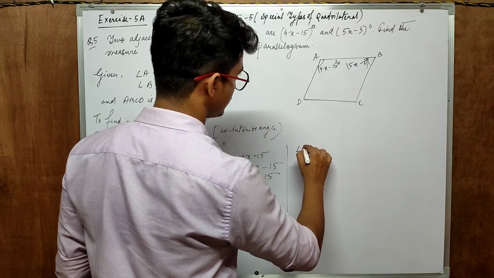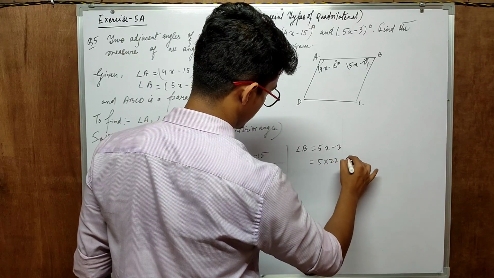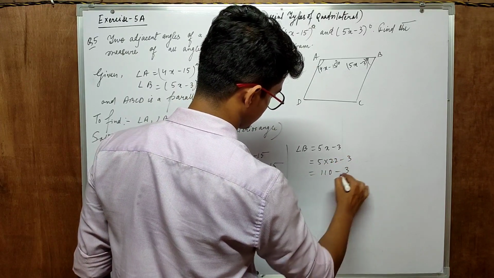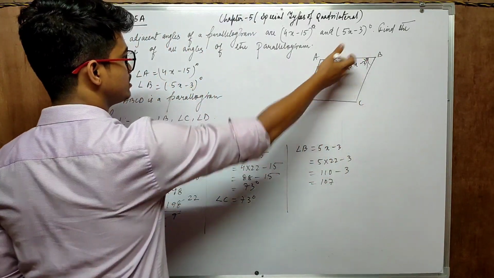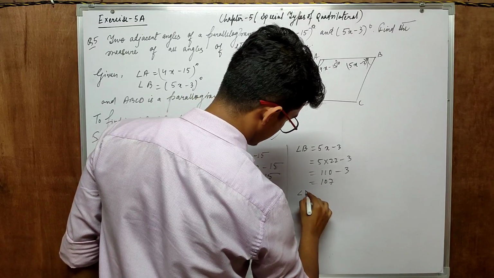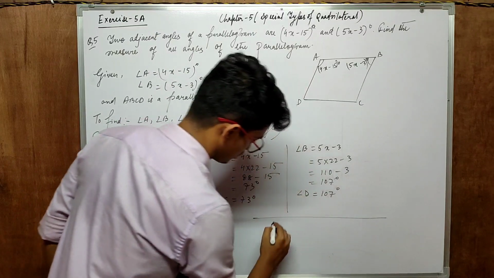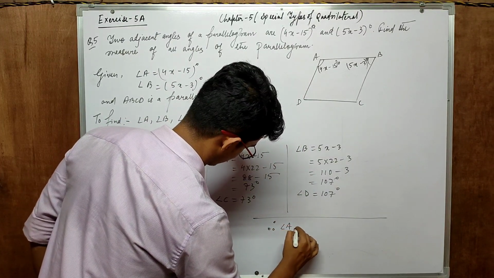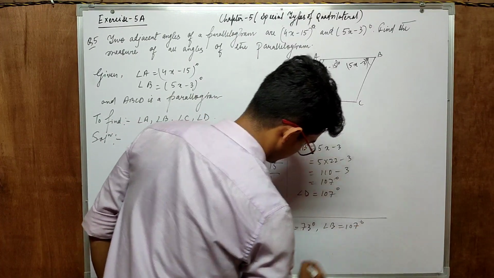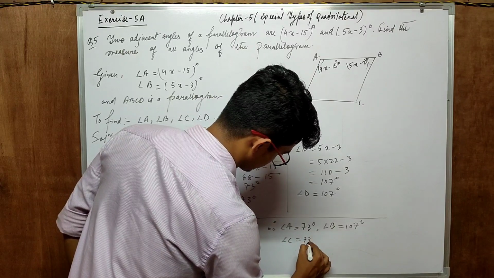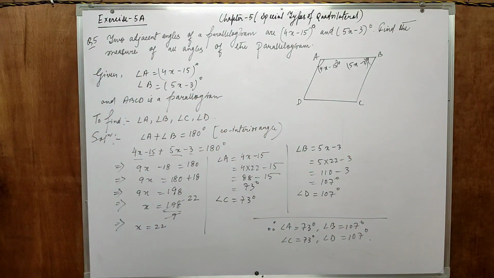Then after that, angle B equal to 5x minus 3. So 5 into 22 minus 3, that is 110 minus 3, which will be 107. We know that opposite angles, angle B and angle D, are the same. So angle D equal to 107 degrees. Therefore finally we will write: angle A equal to 73 degrees, angle B equal to 107 degrees, angle C equal to again 73 degrees, and angle D equal to 107 degrees. And that's it for question number 5.